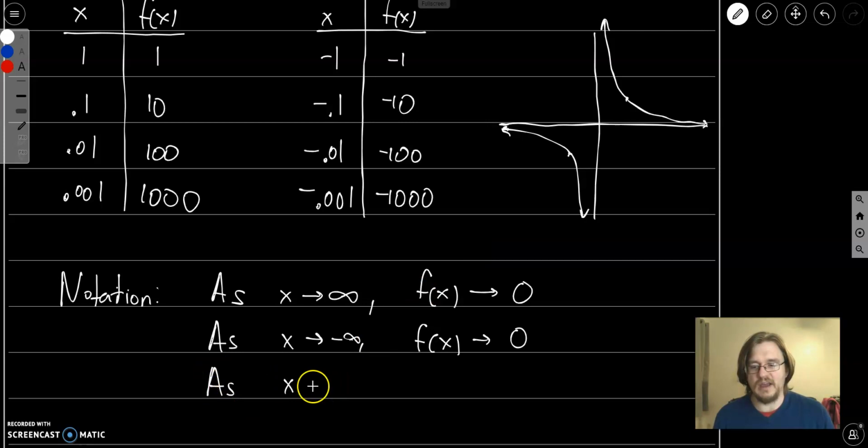Now we have to be a little bit careful. If I want to know what happens as x gets close to 0, so as I start plugging in x values that are closer and closer to 0, where the function goes depends on if we're getting closer to 0 on the right side or if we're getting closer to 0 on the left side. On the right side, we're going up. On the left side, we're going down.